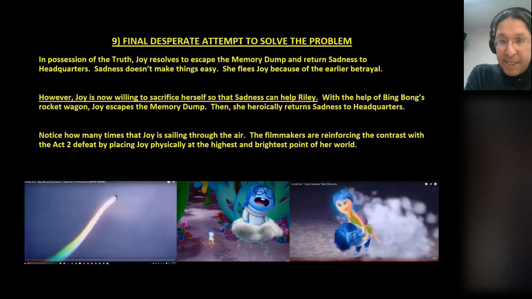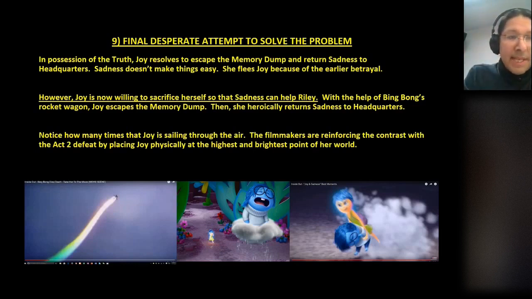The final desperate attempt to solve the problem. So in possession of the truth, Joy resolves to escape the memory dump and return Sadness to headquarters. Sadness doesn't make things easy. She flees Joy because of the earlier betrayal. However, Joy is now willing to sacrifice herself so that Sadness can help Riley. With the help of Bing Bong's rocket wagon, Joy escapes the memory dump, and then she heroically returns Sadness to headquarters.